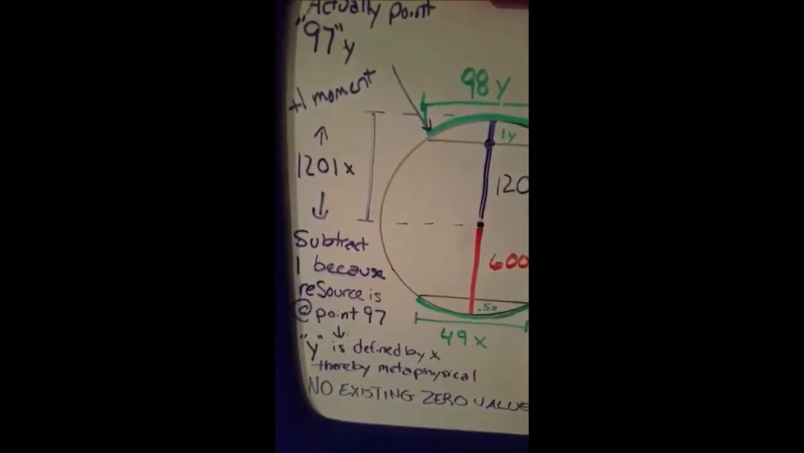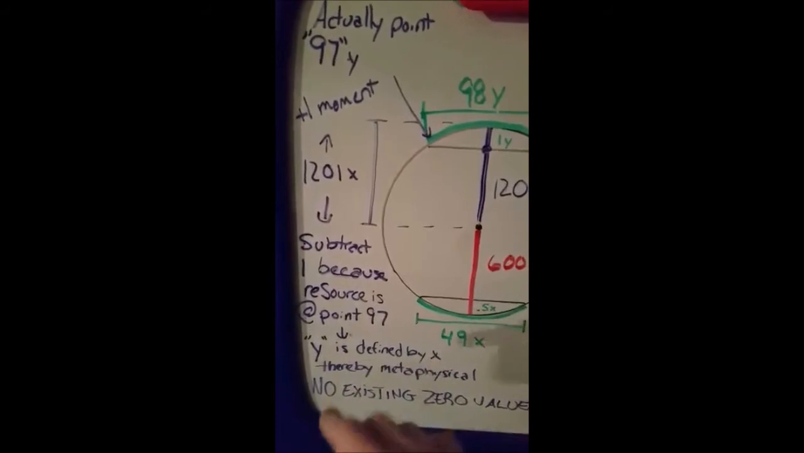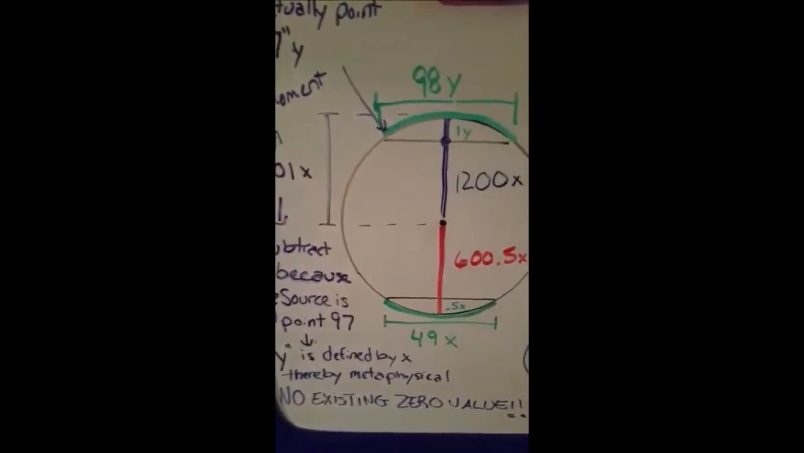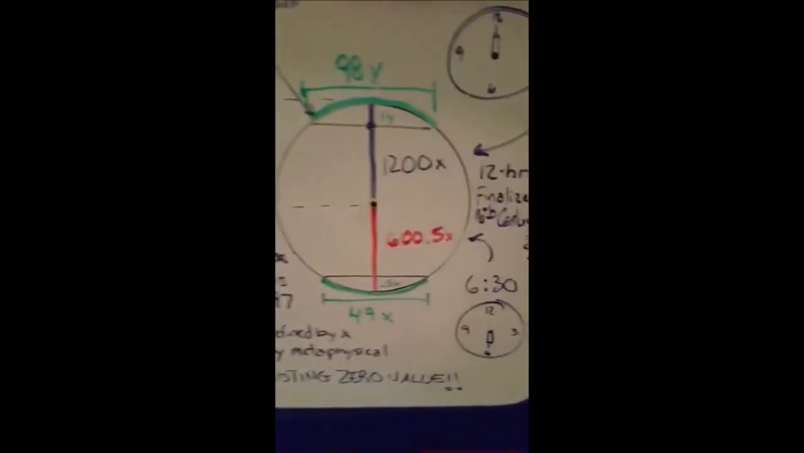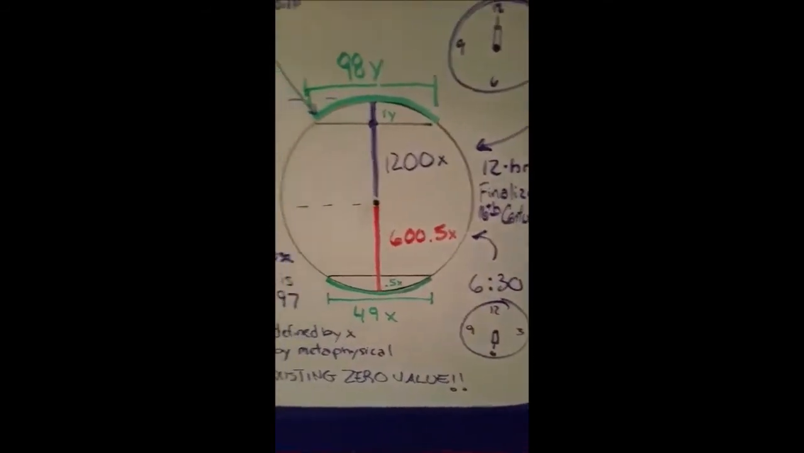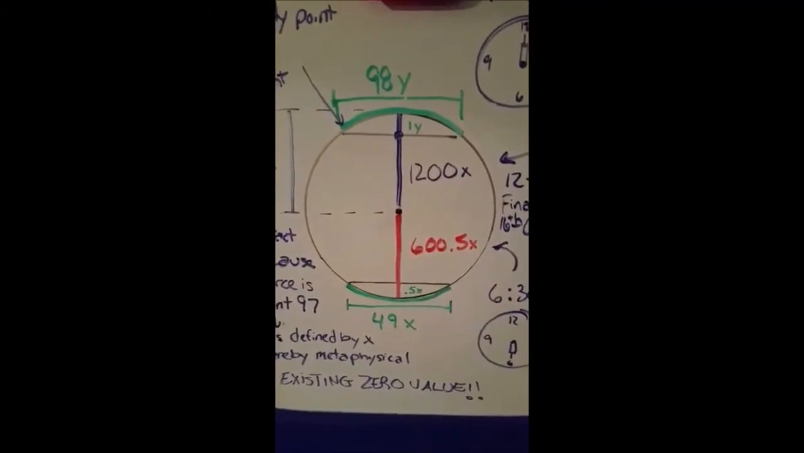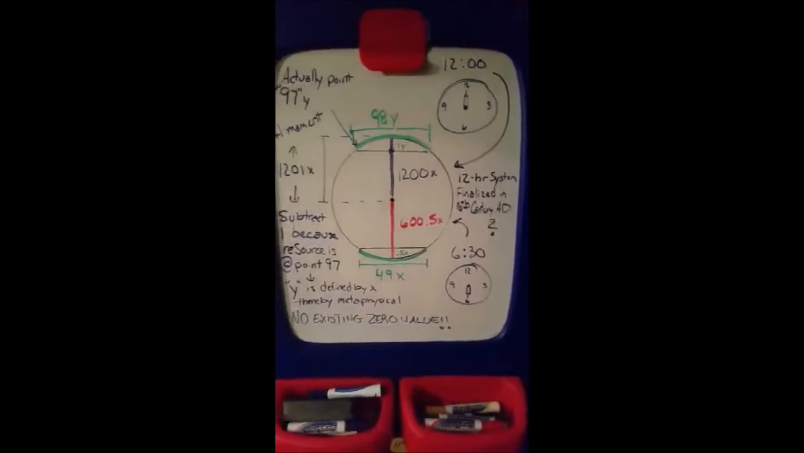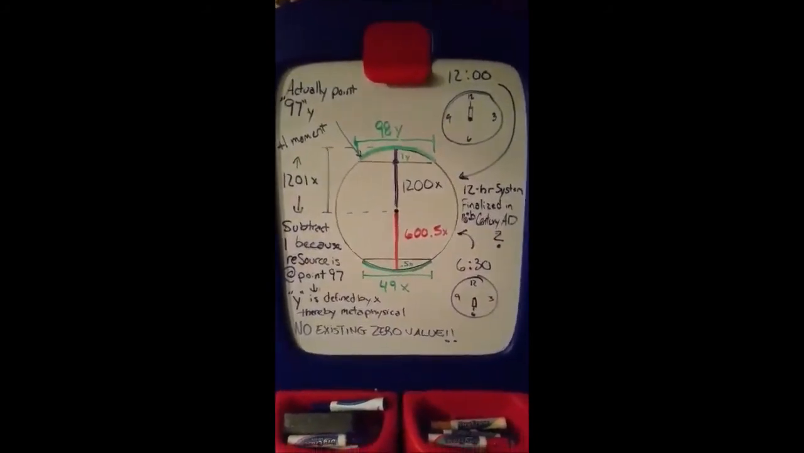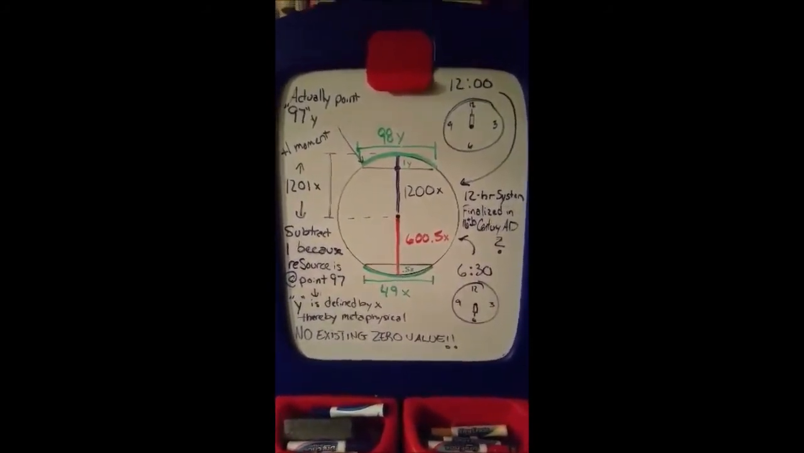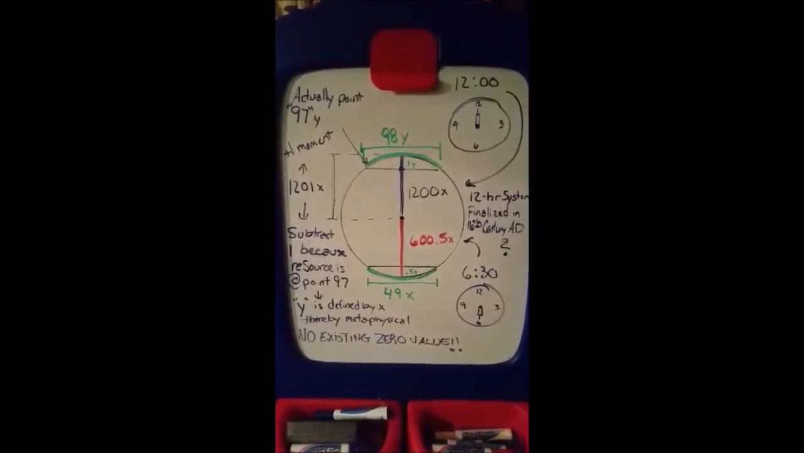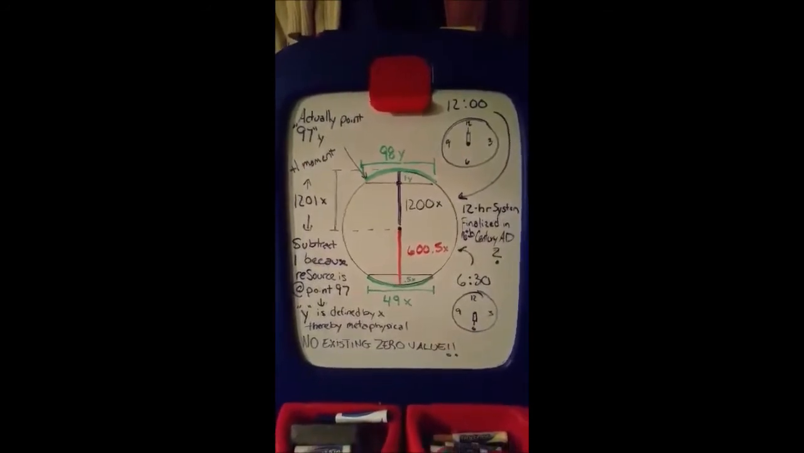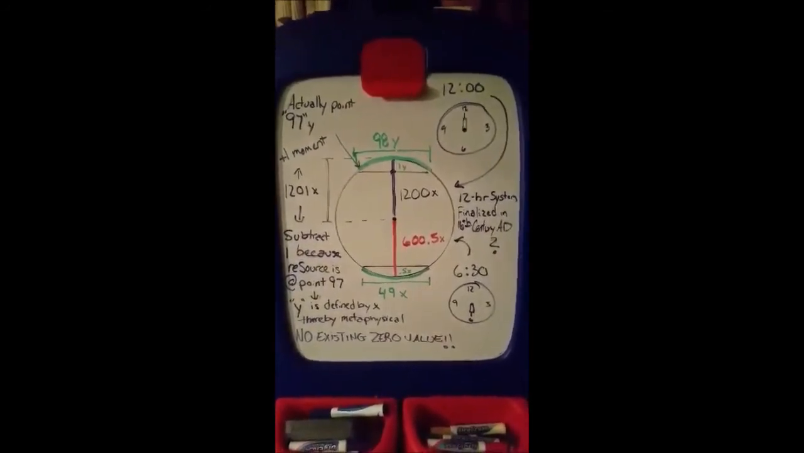What we also find here is that y is defined by x and is therefore metaphysical, so we can see that in this experiment there are absolutely no zero values. We have a source which produces light, we have a source of a triangle which is clearly a value, but there is no zero. So this also lays a good reason down for why we are currently finding that the laws of thermodynamics do not always apply.